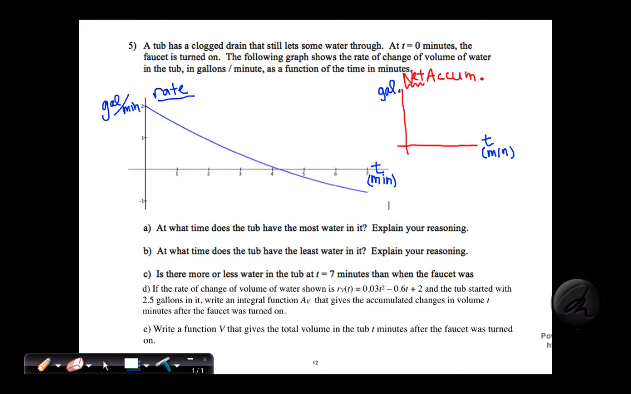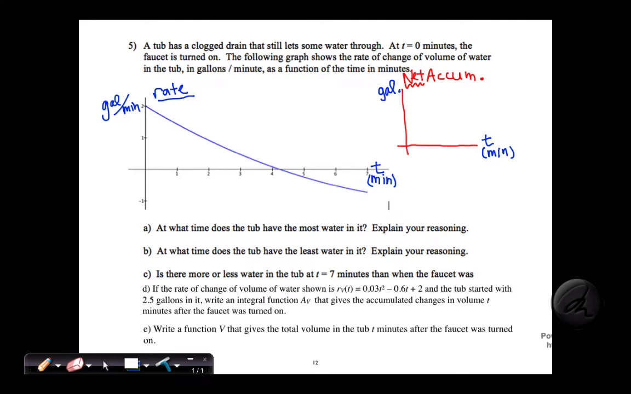All right, so the first question asks, at what time does the tub have the most water in it? But let's take a step back from that. Let's just look at the rate graph for a minute. If you remember the very first day we talked about bathtubs, because bathtubs and Usain Bolt explain a lot of calculus, we had a horizontal rate graph. I believe it was at a y value of 1.5, so the water was filling at a rate of 1.5 gallons per minute.